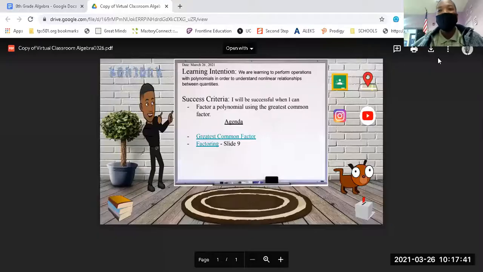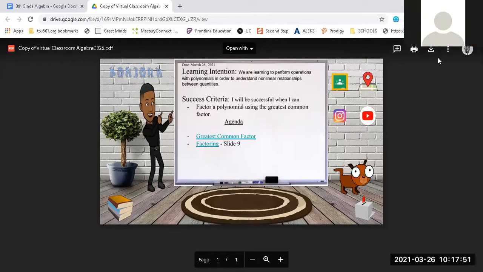Hey, everybody. For today's class, we are going to be talking about factoring polynomials using the greatest common factor.